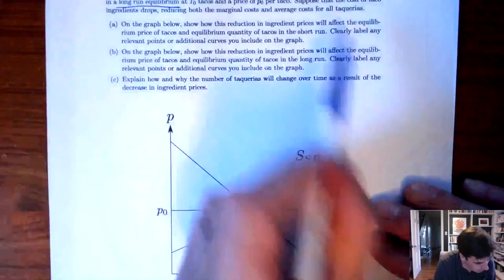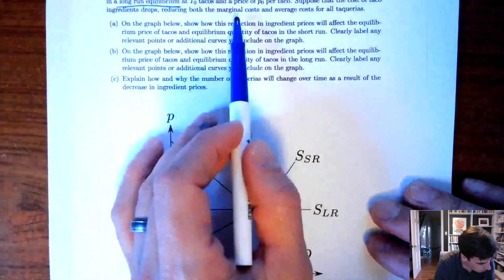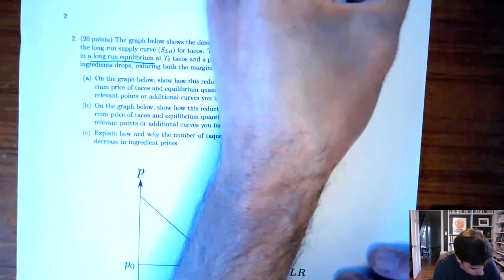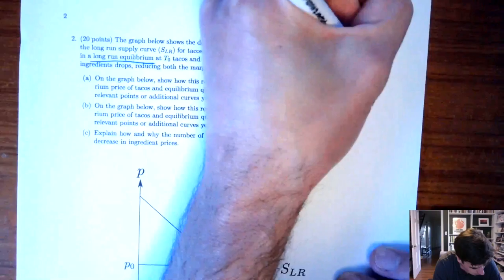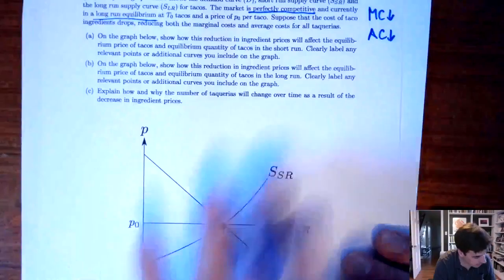All right, so what's going to happen in this question? Suppose the cost of tacos ingredients drops, reducing both marginal cost and average cost for all taquerias. So I'm going to keep track of this on the side over here. So we're going to have our marginal cost go down, and we've got our average cost going down. So what are the implications of that here?